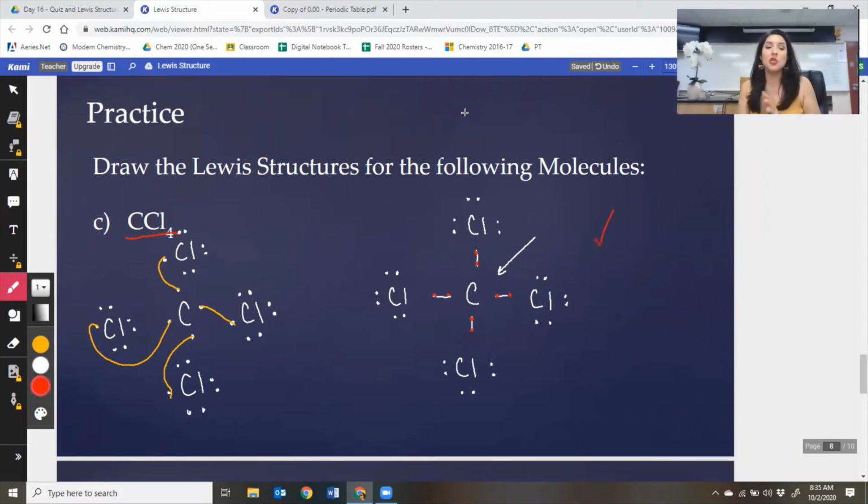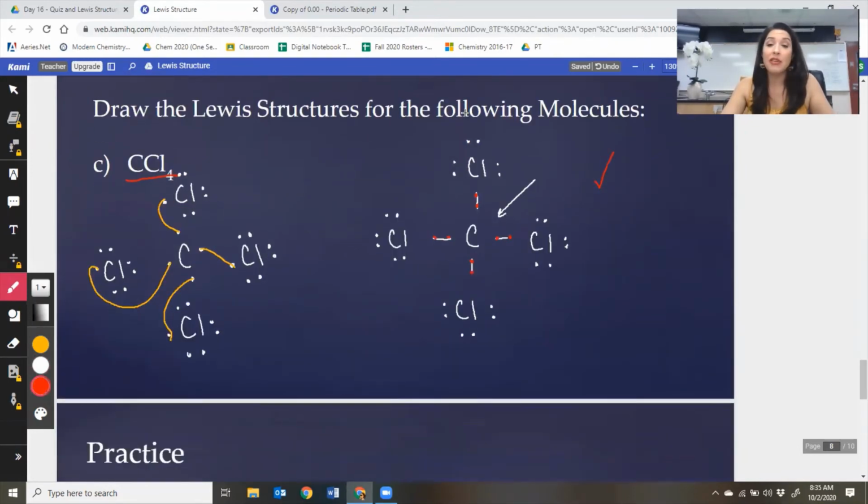Now, we may have situations in which we are drawing the Lewis structure of an ion. Remember, an ion is a charged species. It either has more protons than electrons or more electrons than protons. And so that makes the element or the molecule overall not neutral. It ends up having a charge.